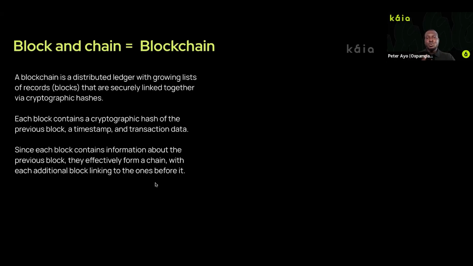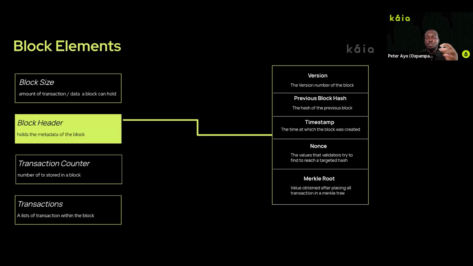So now we are going to look at the next thing, which is block elements. What is a block element? We've talked about a block, and about how various blocks are chained together using a cryptographic hash, which is the block hash. Now let's talk about block elements. What do we mean by block elements? Block elements are the various components that make up a block.